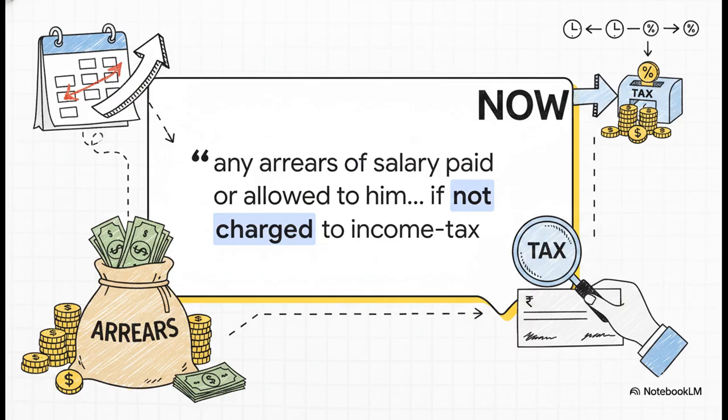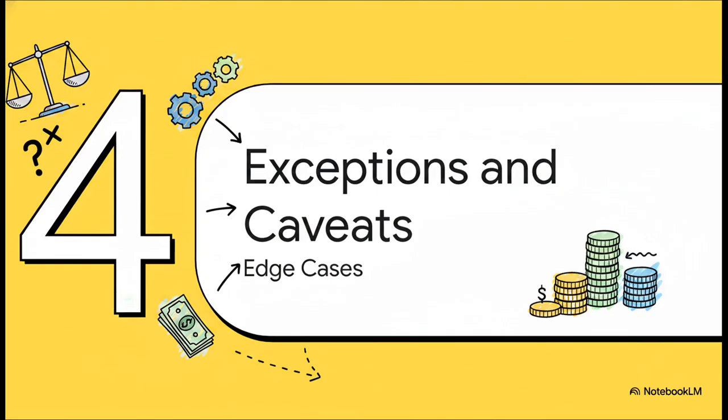Now, because that specific extra cash was never actually due and therefore never taxed in those previous 3 years, Section 15.1c steps in and mandates that it gets taxed in the current year, the exact year they finally received the check. Let's move on to Part 4, where we look at some of the crucial exceptions and caveats.